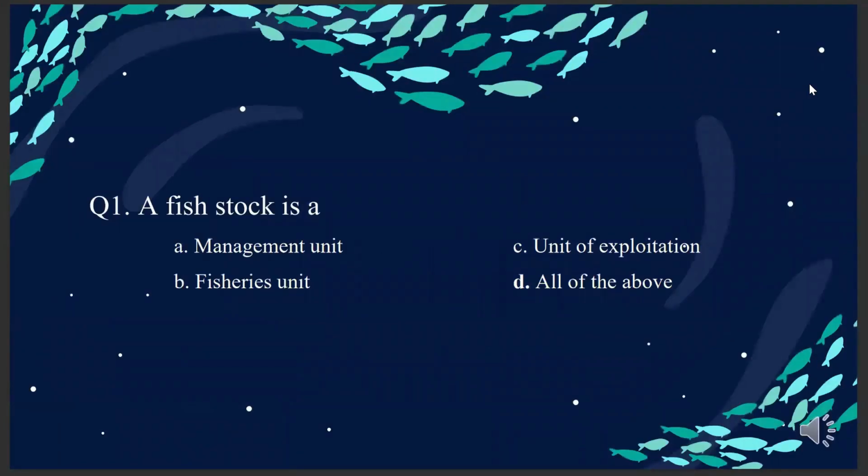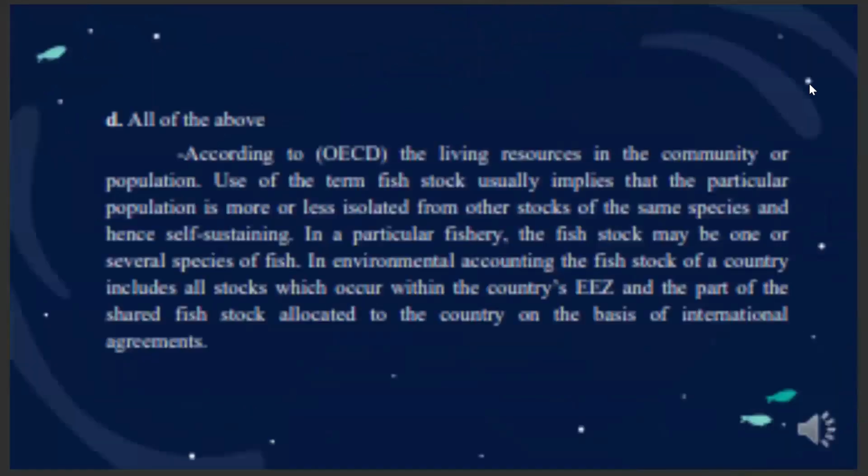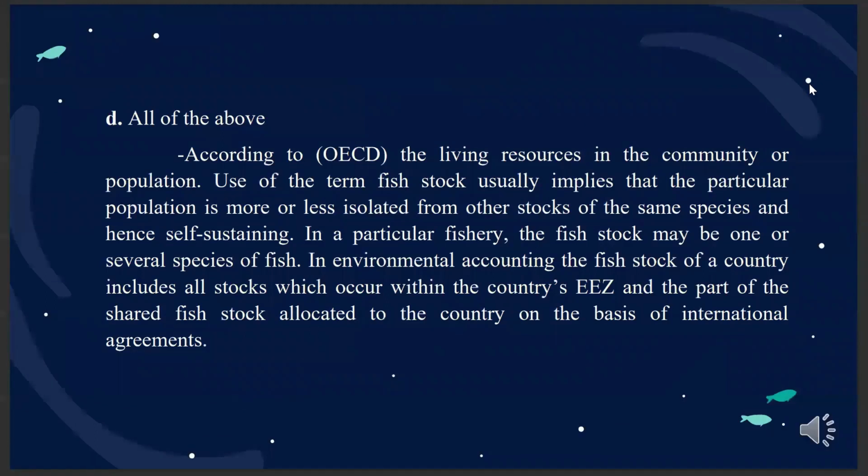Question number 1. A fish stock is a blank. A. Management unit. B. Fisheries unit. C. Unit of exploitation. Or D. All of the above. The answer is all of the above.